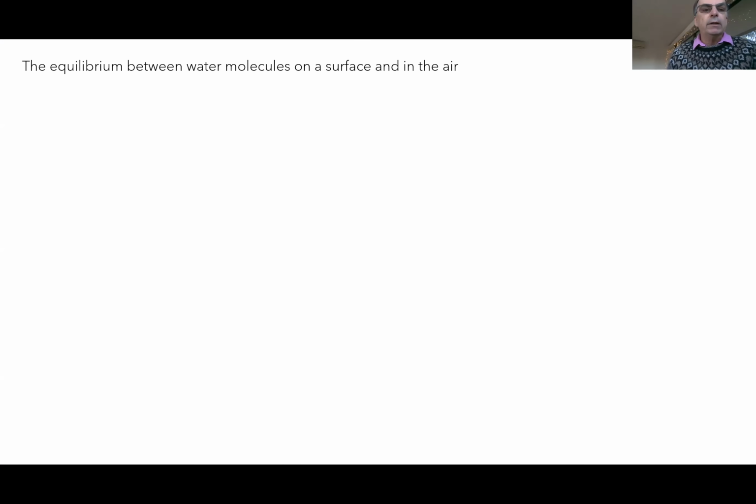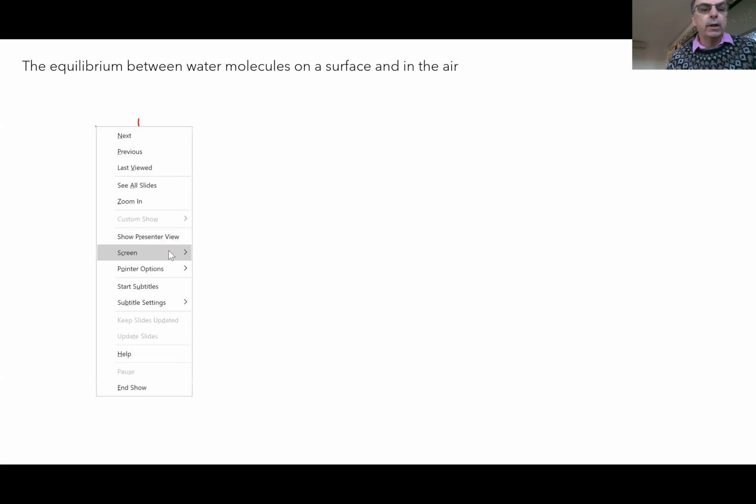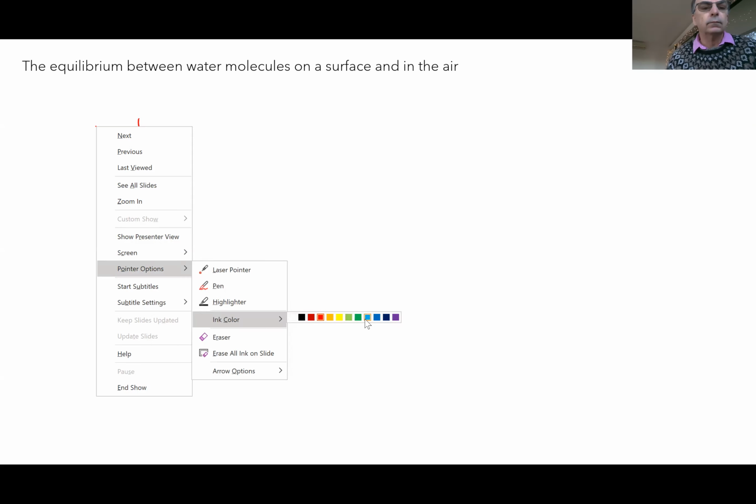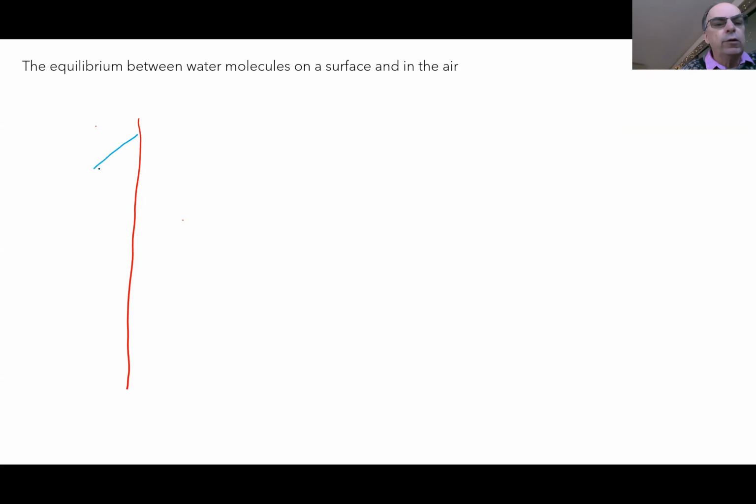Okay, so let's start by looking at the equilibrium between water molecules in the air and on a surface. So I'll draw a surface. Okay, so this is a surface in a telescope. It may be reflective or it could be transmissive. And this is air outside the surface.